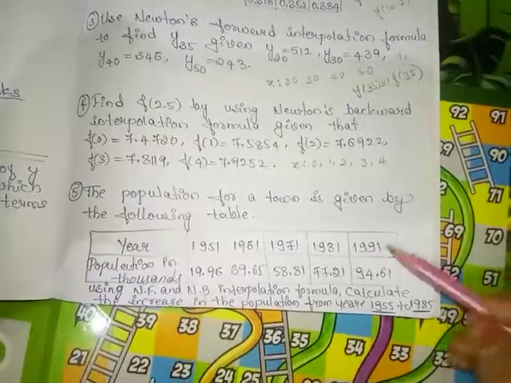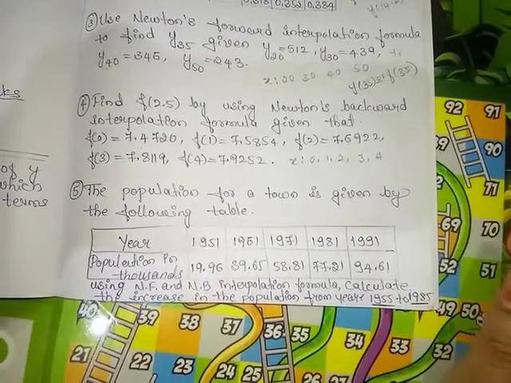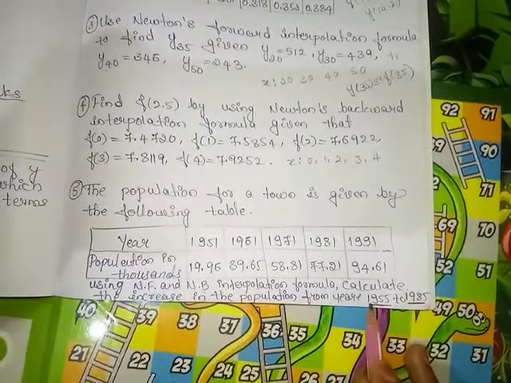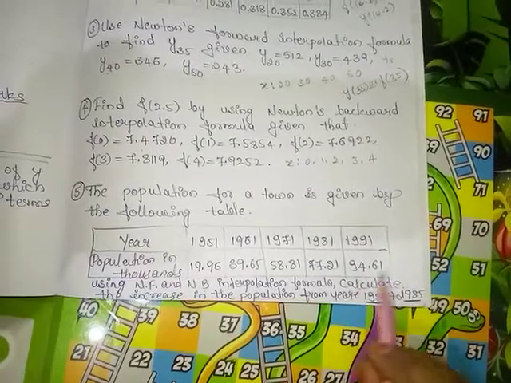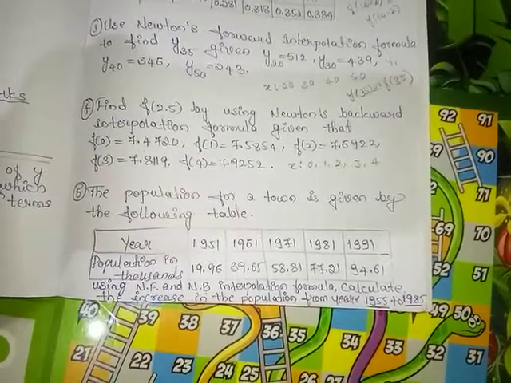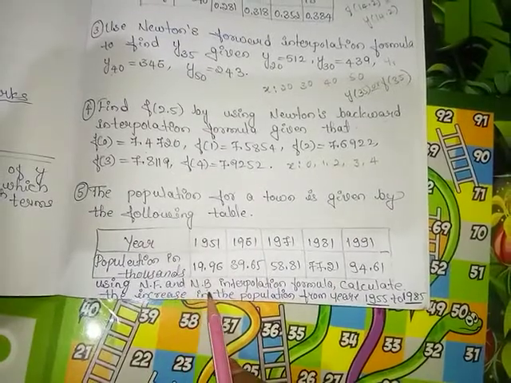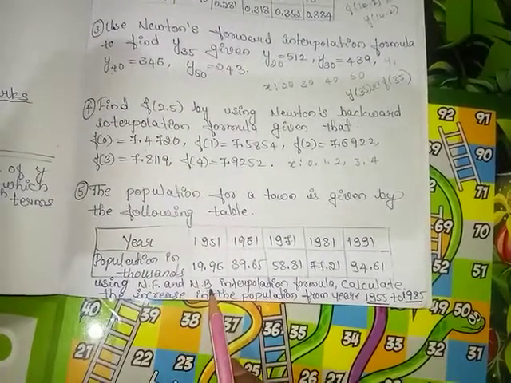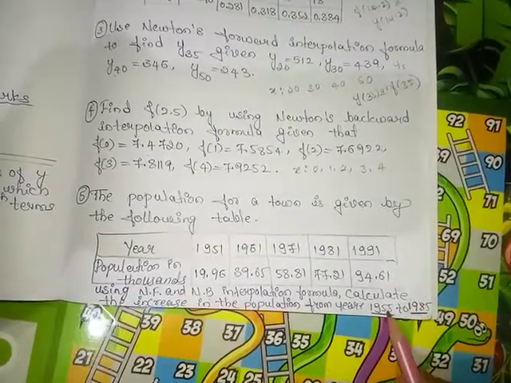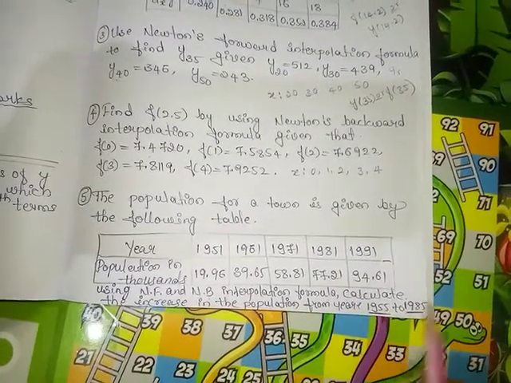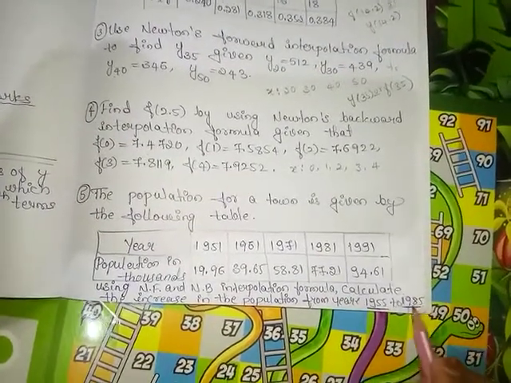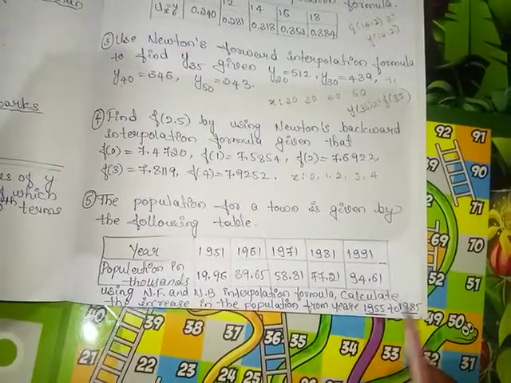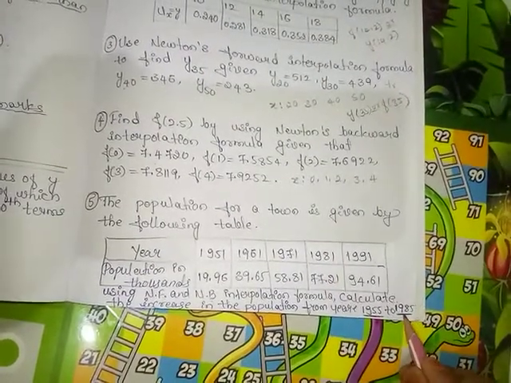They have given the ungrouped data only. You just have to find f of 1955 and f of 1985. First you have to find the difference table, then use Newton's forward and Newton's backward. Why they are mentioning these two formulas is, first see whether this 1955 lies in the first half or second half. If it is the first half, use Newton's forward, and for 1985, see this 1985 lies in the second half. For this one, use Newton's backward formula.